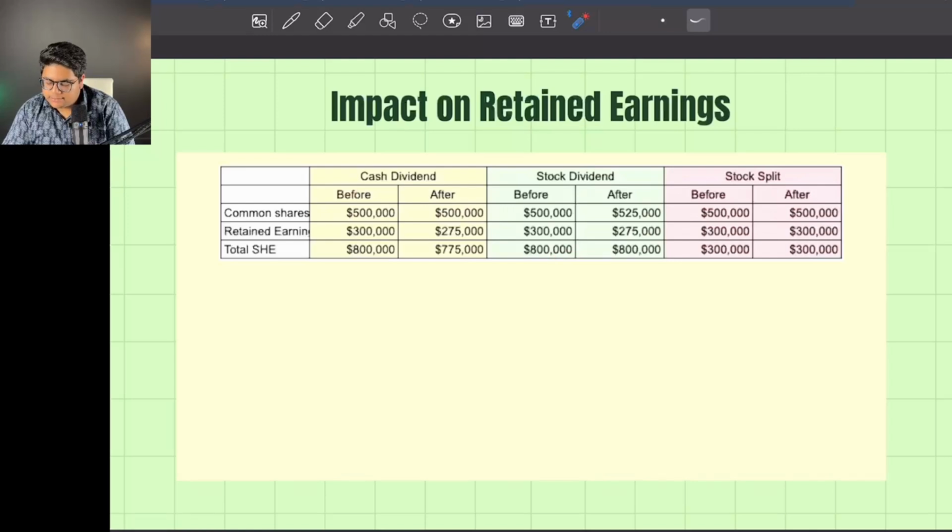Lastly, let's look at a stock split. Before, the common shares amount was $500K, and it's still $500K now. Before, the retained earnings was $300K, and it's still $300K now. Before, the total shareholders' equity was $800K, and now it's still $800K. I know it says $300K, that's a typo.